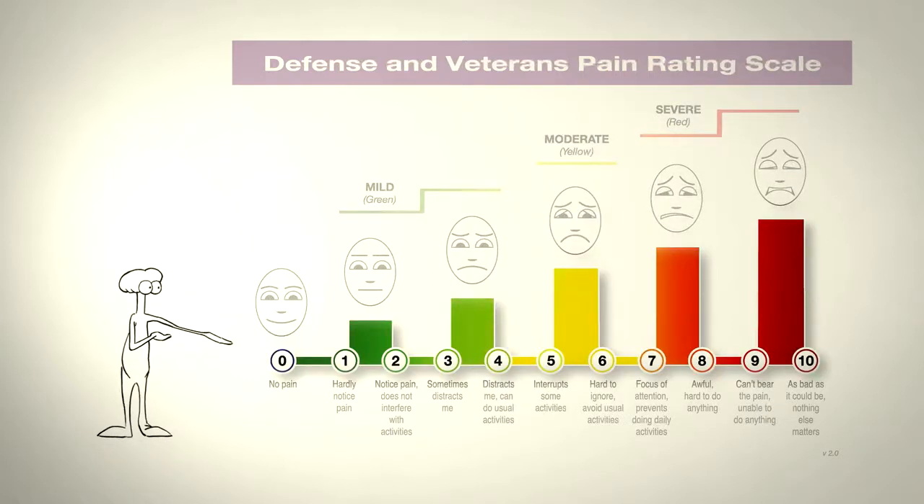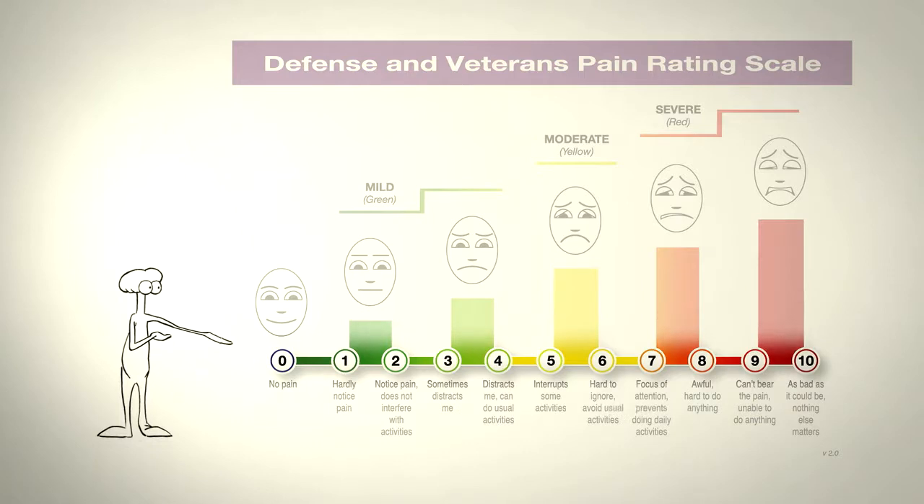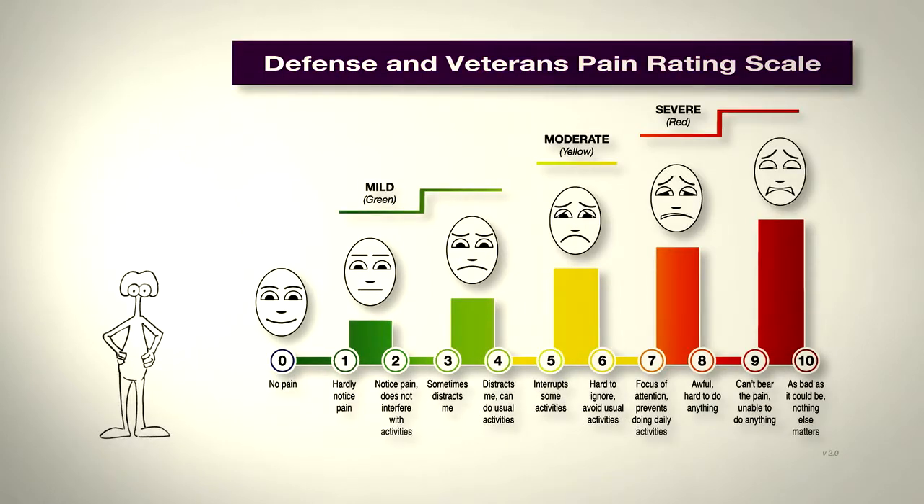When using the DVPRS, the conversation still begins with the patient communicating their pain level using the available cues on the 0 to 10 scale. But what's important about the Defense and Veterans Pain Rating Scale is that the conversation doesn't stop there. The DVPRS moves far beyond pain intensity.